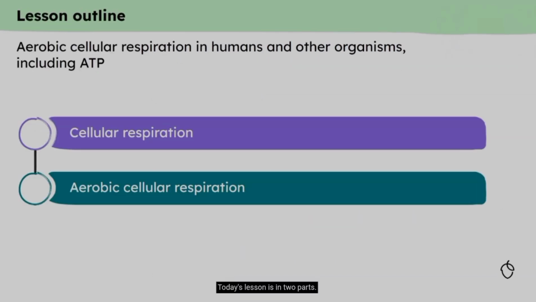Today's lesson is in 2 parts. First of all, we'll talk about cellular respiration generally, and then we'll talk about a specific type of cellular respiration called aerobic cellular respiration. But first, cellular respiration.